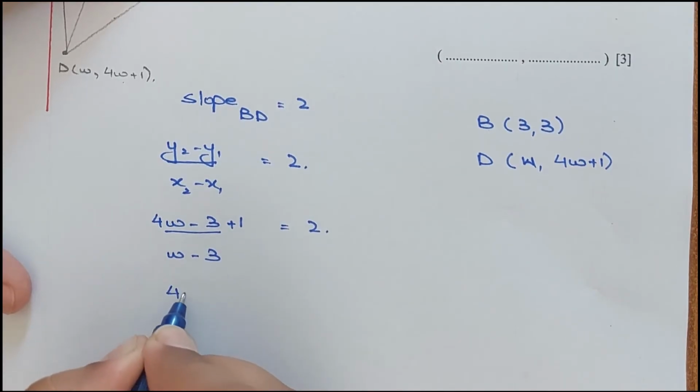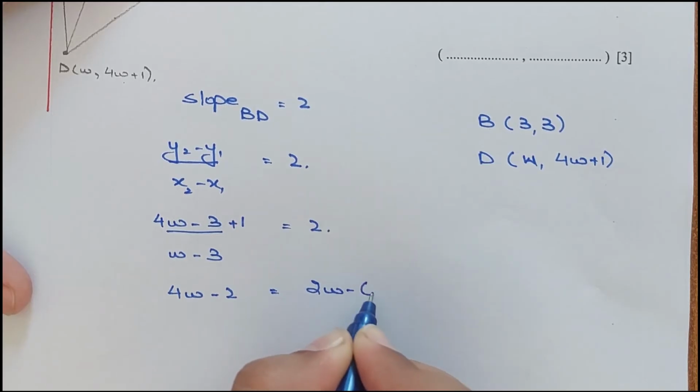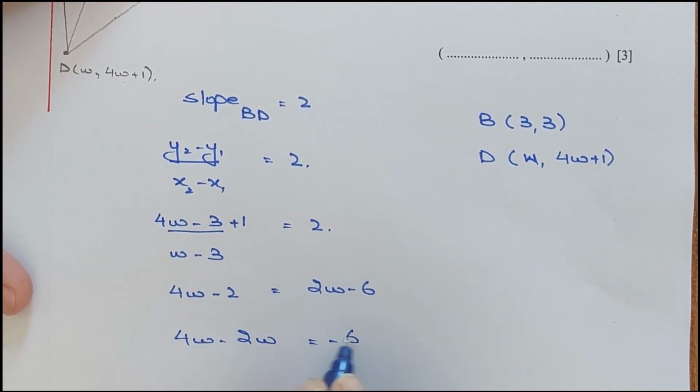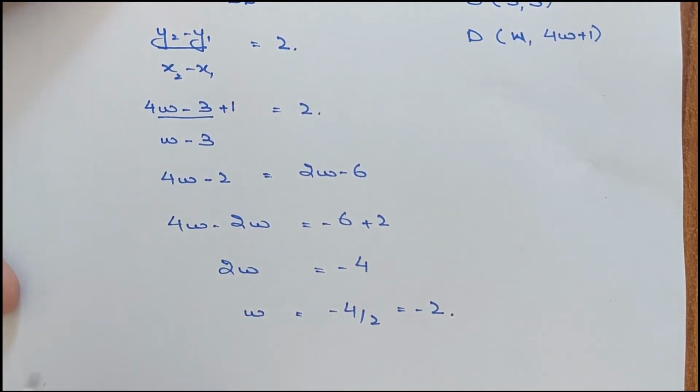So cross multiplication: 4w minus 2 equals 2w minus 6. So 4w minus 2w equals minus 6 plus 2. This is 2w equals negative 4. And what is w? So w from here is minus 4 by 2, which is equal to minus 2.